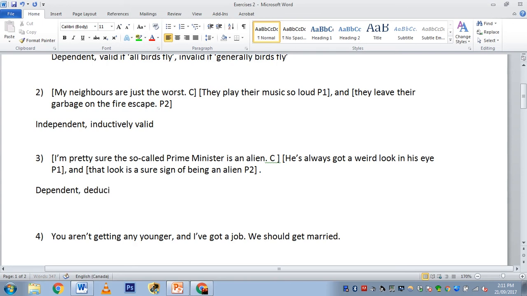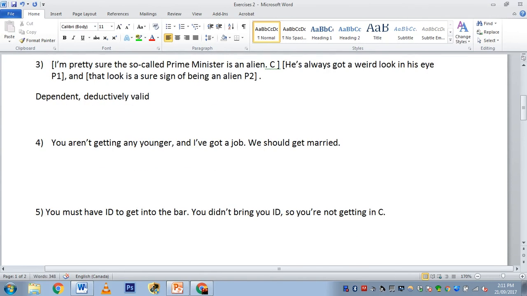All right. Okay, so I'm going to call this deductively valid. Next: "You aren't getting any younger, and I've got a job. We should get married." There's no inference indicator in there, but what's the conclusion? We should get married. Which means the other two parts are premises, because that's the way this exercise is set up, P1 and P2. So are these meant to be dependent or independent premises? Independent premises.